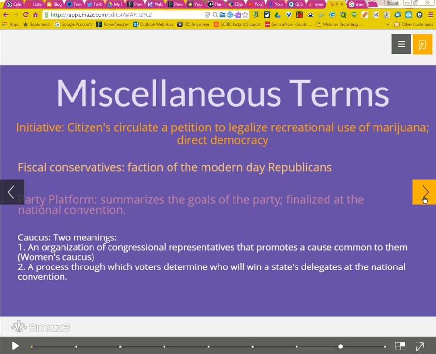Caucus can have two meanings. It's an organization of congressional representatives that promotes a cause common to them. If you remember back when Donna Lupardo was here, she talked about the fact that she heads up the Women's Caucus on the state level. But there are caucuses on the federal level as well. And then it could also have another meaning of a process through which voters determine who will win a state's delegates at the National Convention. And that would be mirroring the primary process that we're about to be approaching.